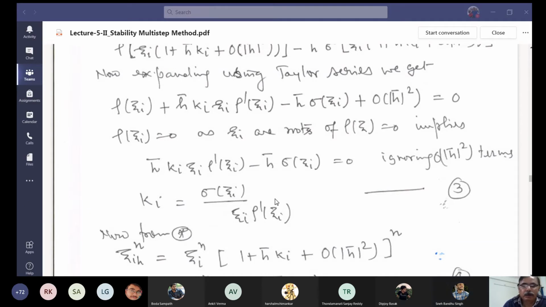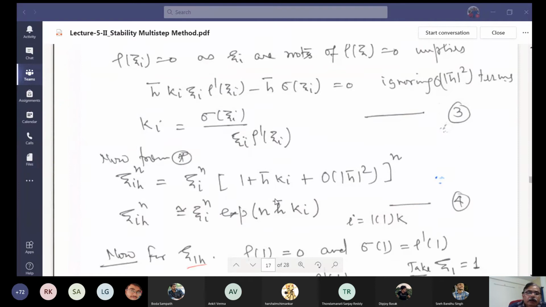Now, if you remember, for the consistency condition, rho(1) is 0, or 1 is the root of rho(xi) = 0. I have explained this earlier. We'll use that fact. So xi_i(h) is the solution of that characteristic equation, and the roots are xi_i(h) to power n. That will be written as xi_i to power n times (1 plus h bar k_i plus capital order h bar square) whole to power n.